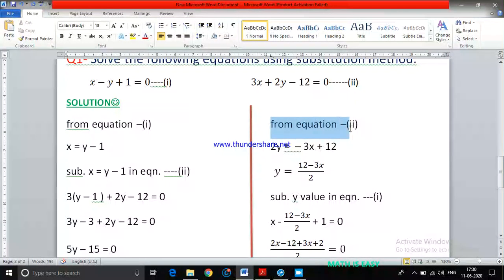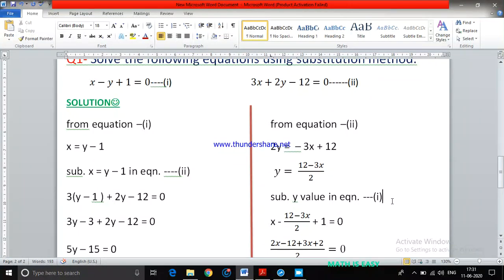Here if you take equation number 2, whether x value or y value, whatever you get here has to be substituted in equation number 1. So the equation you solve from and the equation you substitute into have to be different. Do not take the same. If you use equation number 2 both times, you will get 0 equals 0, nothing will be left.